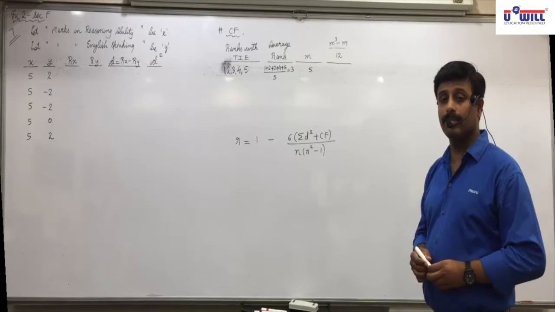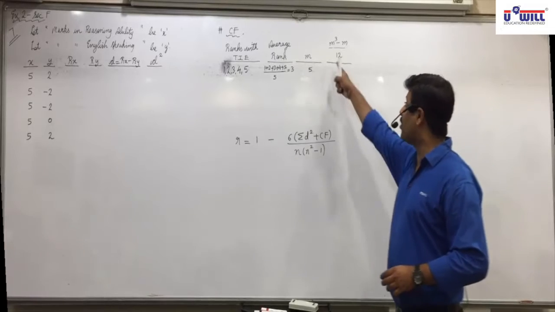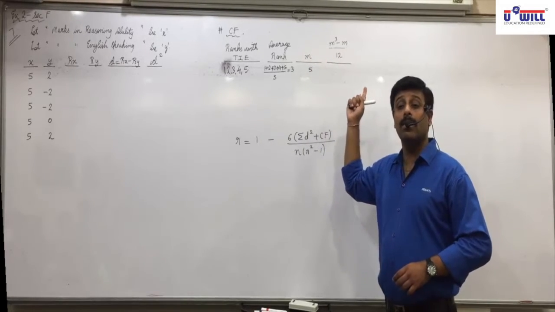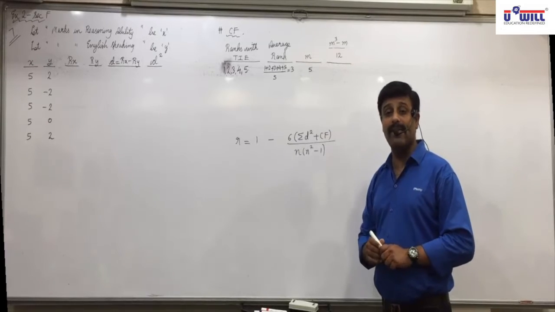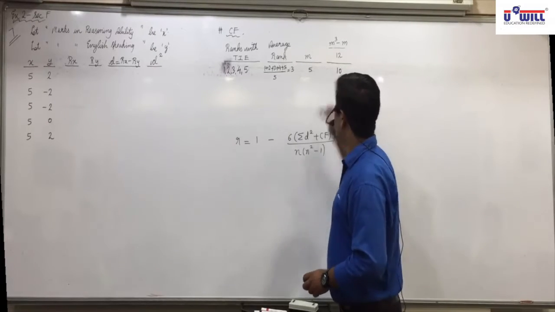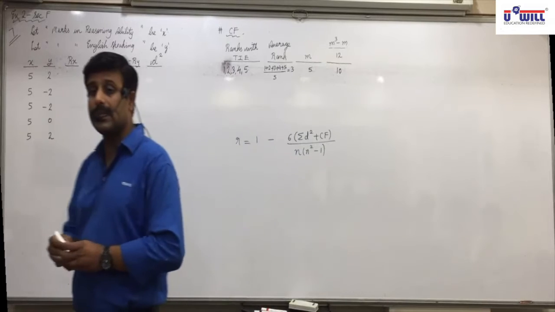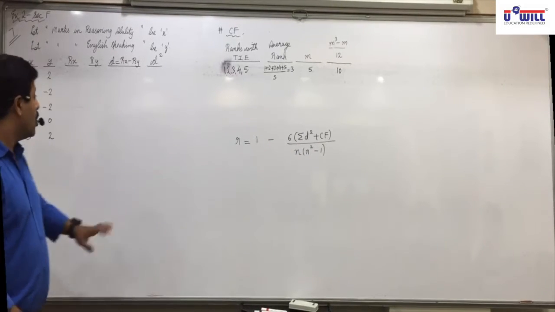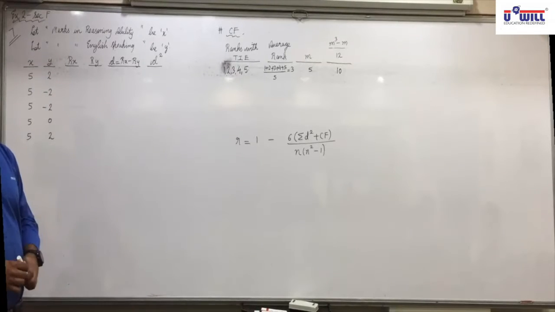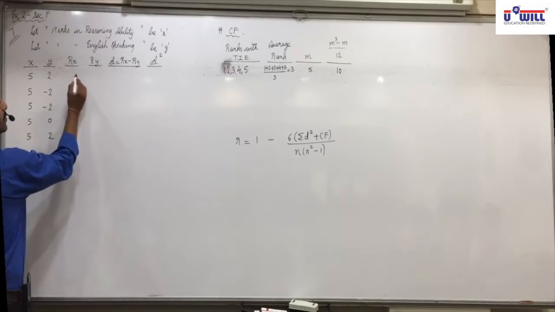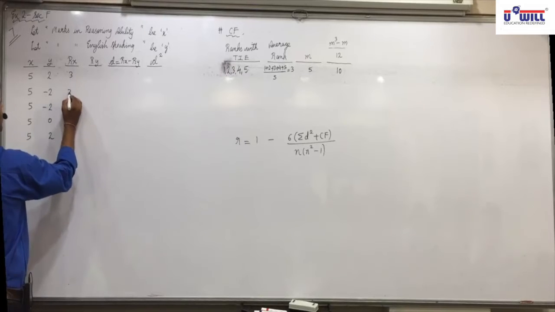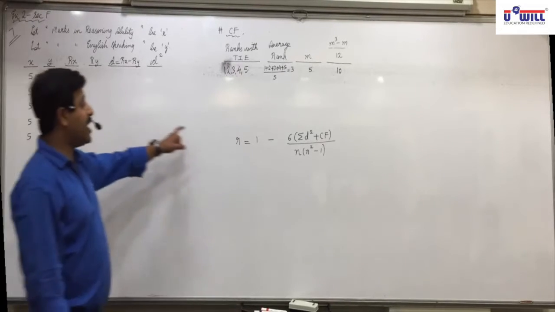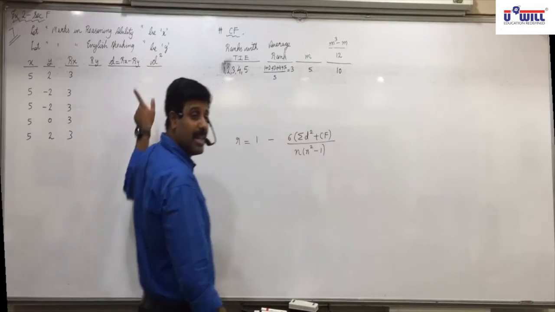m cube minus m divided by 12: 125 minus 5 divided by 12. Correct. 5 cube is 125. 125 minus 5, 120. What is 120 divided by 12? 10. Raise your hand who did not understand this. Rishabh, did you understand it? So all the values, which rank we will give? 3. Average rank means all the values will get the rank of 3. Okay, average rank is 3. So all the ranks will get 3.